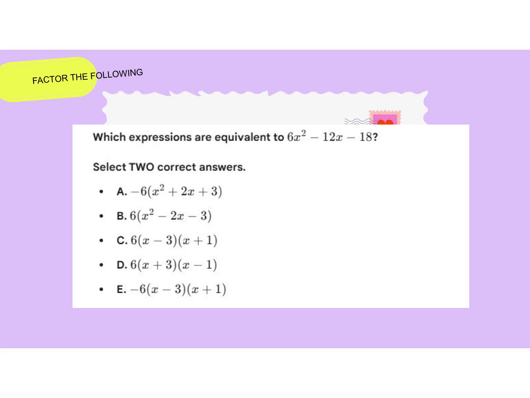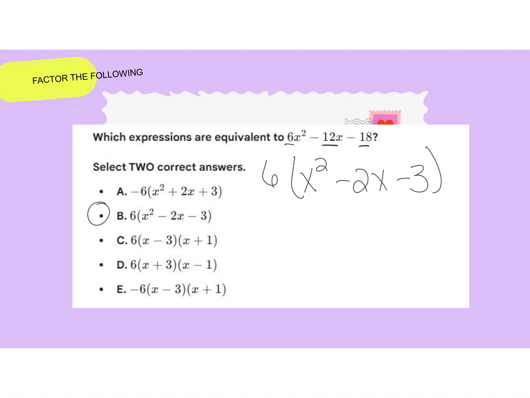Okay, so let's see which expressions are equivalent. So remember, when we have answer choices like these, we could work backwards, meaning just multiply. But I'm going to take a look. 6, 12, and 18, well, they have a positive 6 in common. So I'm going to factor out a 6, meaning factor out the greatest common factor. I'm left with x squared minus 2x minus 3.